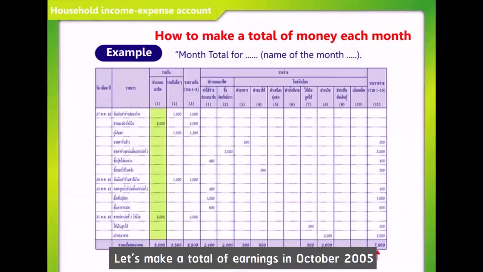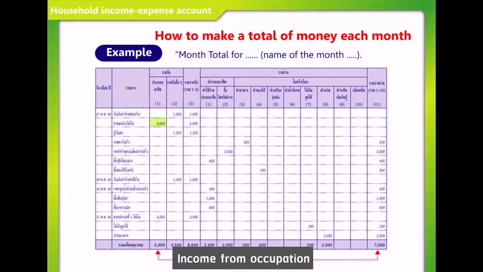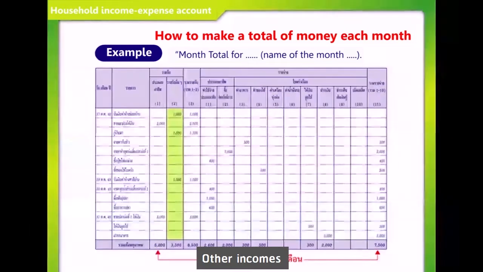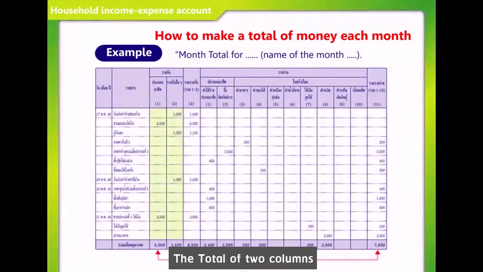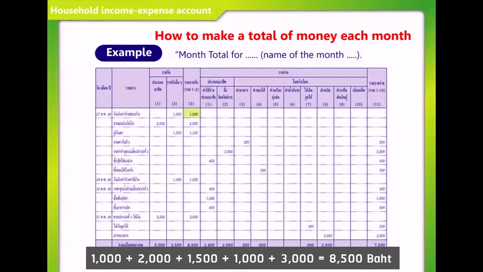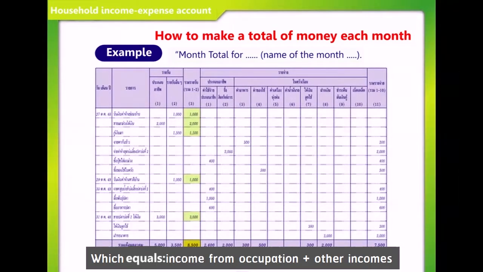Let's make a total of earnings in October 2005. Income from occupation, 2,000 plus 3,000 equals 5,000 baht. Other incomes, 1,000 plus 1,500 plus 1,000 equals 3,500 baht. The total of two columns, 1,000 plus 2,000 plus 1,500 plus 1,000 plus 3,000 equals 8,500 baht, which equals income from occupation plus other incomes.